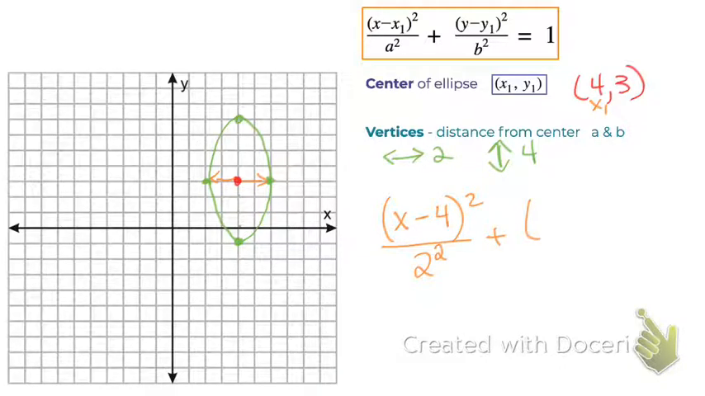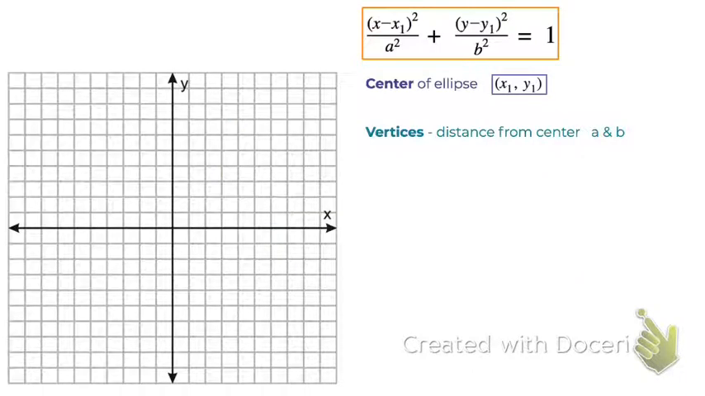And then y minus the y coordinate of our center, so 3 squared, divided by the distance from the center to the vertices going up and down. So it goes 4 up, 4 down, so it would be 4 squared. So that's one example. Now let's do another, but let's have the center be right here at the origin.